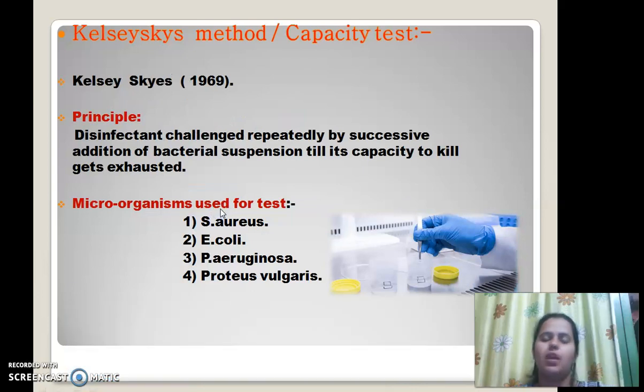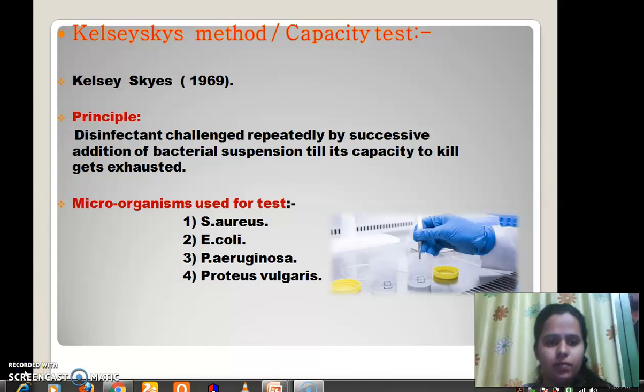Next we will see in detail the Kelsey-Sykes method. That is nothing but the capacity test. Kelsey-Sykes was formed in 1969. The principle is that the disinfectant is challenged repeatedly by successive additions of bacterial suspension till its capacity to kill gets exhausted. Microorganisms used for the test are Staphylococcus aureus, E. coli, Pseudomonas aeruginosa, and Proteus vulgaris.